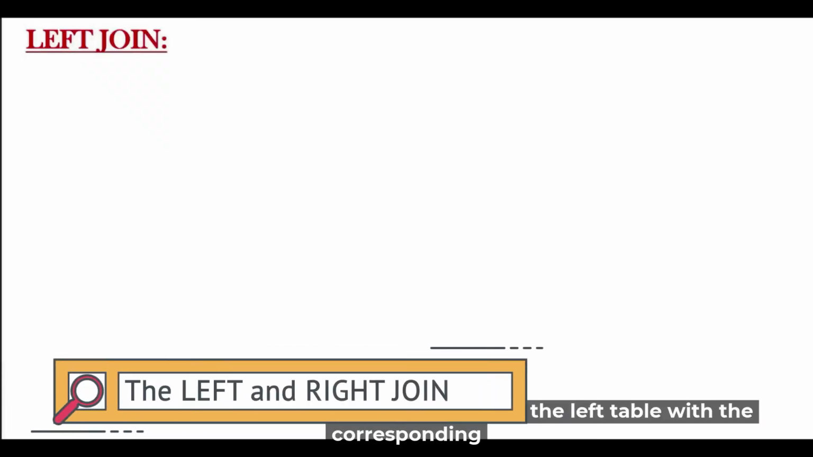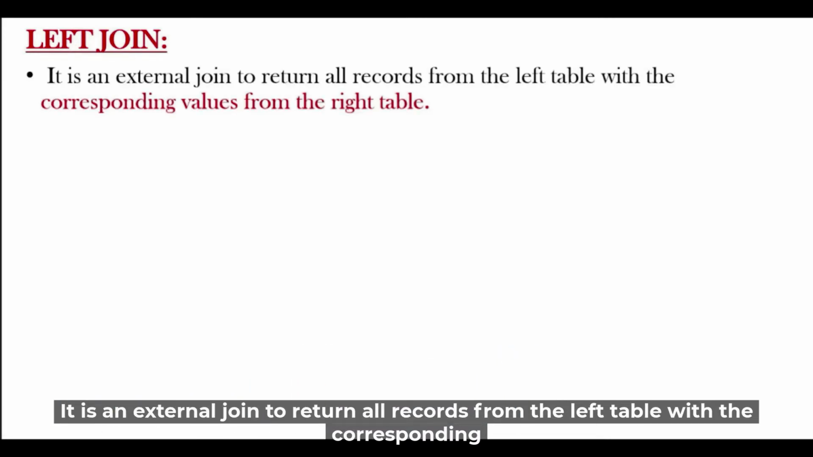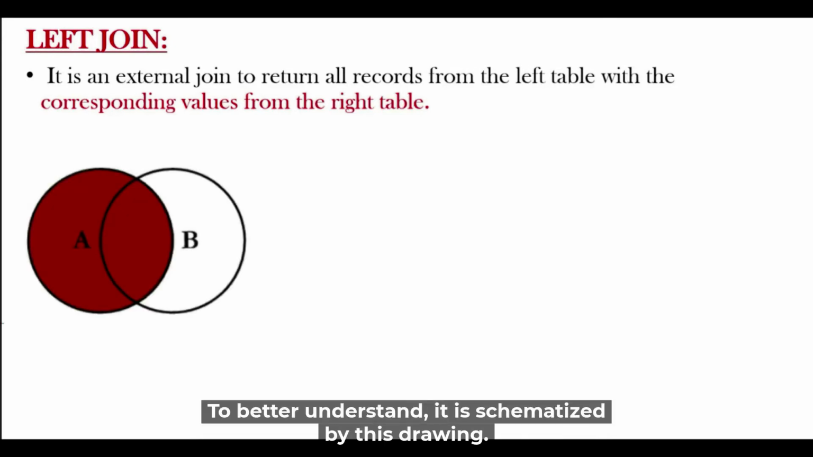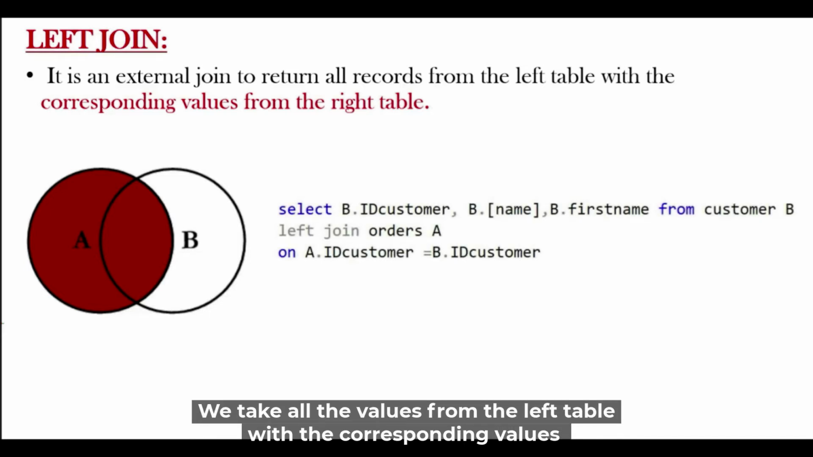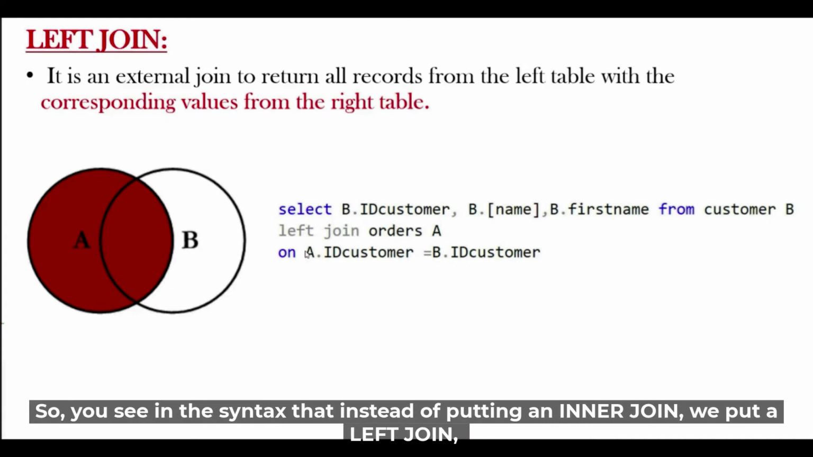The left join is an external join that returns all records from the left table with the corresponding values from the right table. To better understand it, it is schematized by this drawing. We take all the values from the left table with the corresponding values from the right table, but we don't take the values from the right table that have no match. You see in the syntax that instead of putting an inner join, we put a left join.